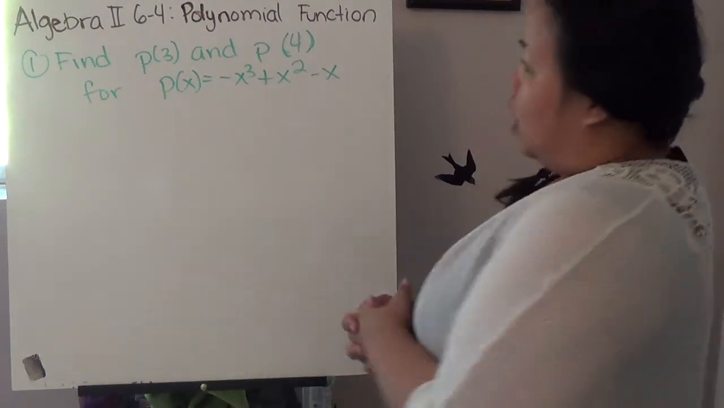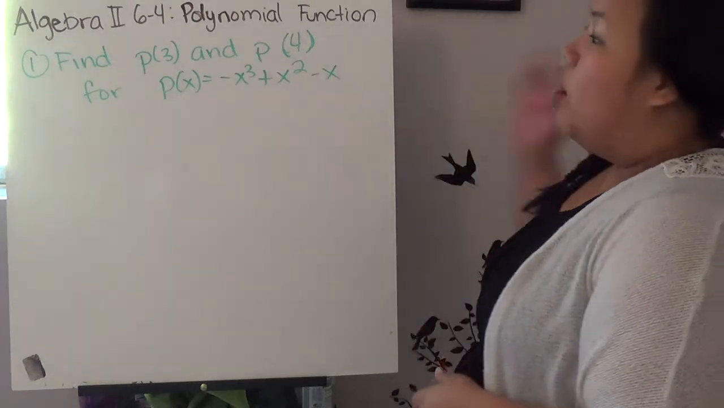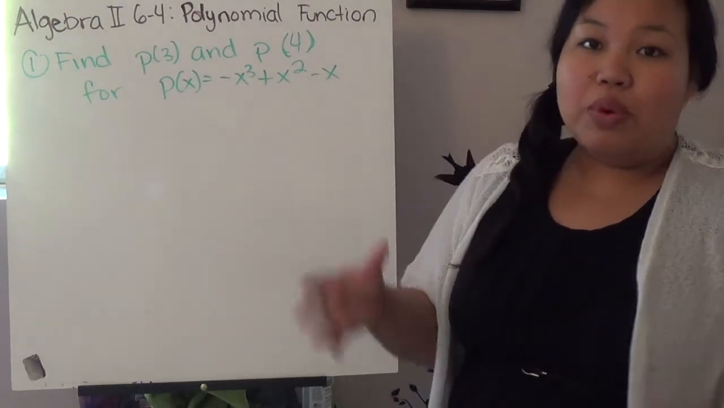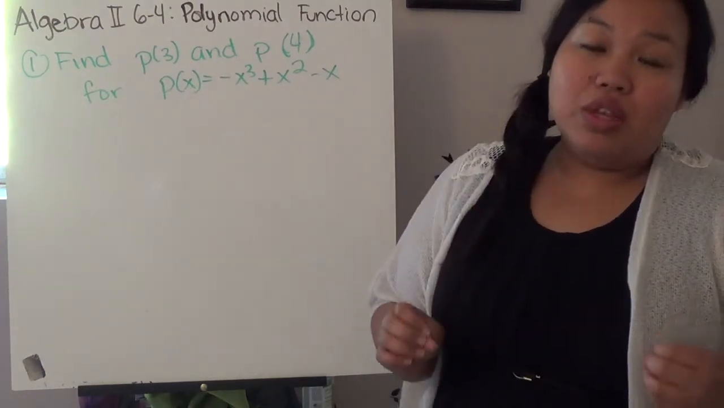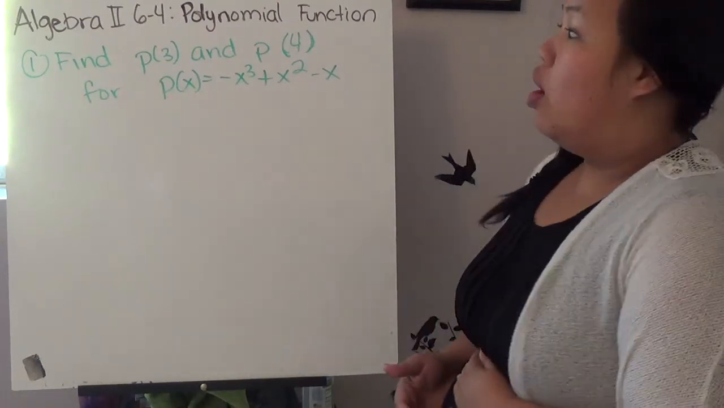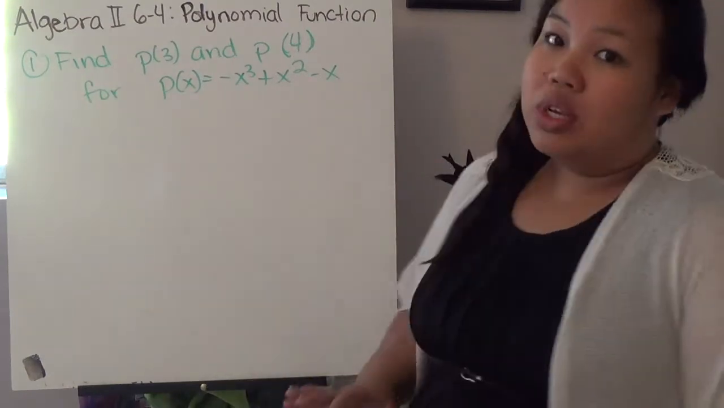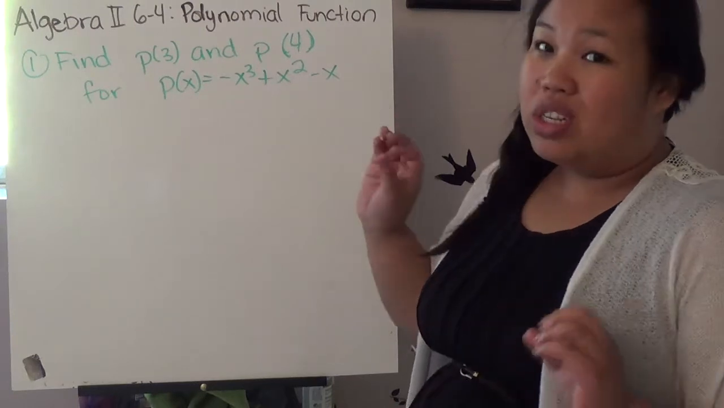In Algebra 2, Section 6.4, we're dealing with polynomial functions. Now, there are a lot of things going on in this particular section, but we're just going to focus on certain things that you will definitely need to know how to understand and how to do for your SATs and for your tests. So pay close attention, because the book is a little bit overwhelming at this point for this section. So we're just going to focus on certain concepts.